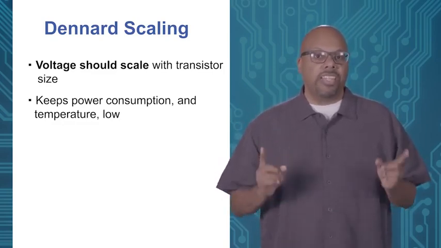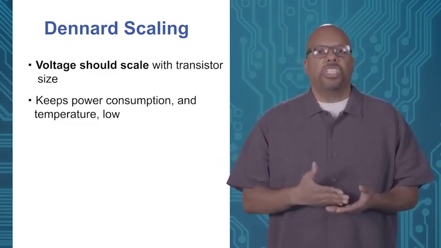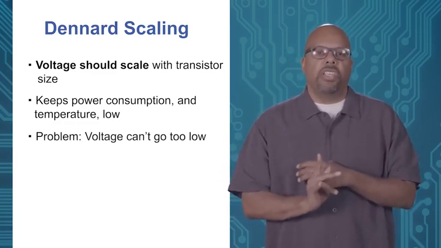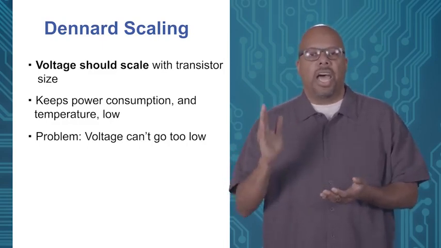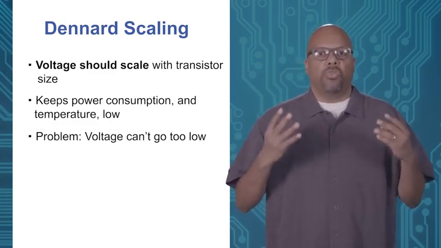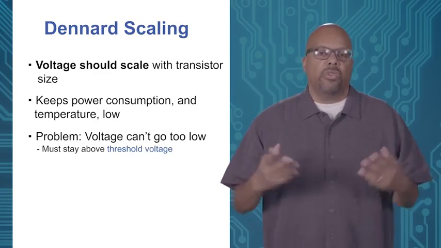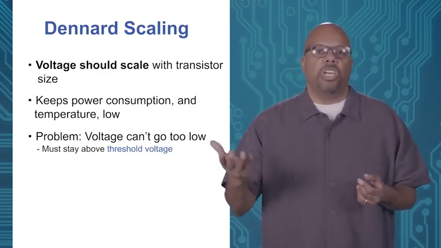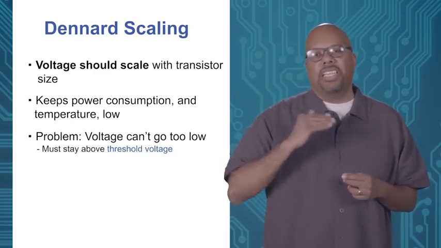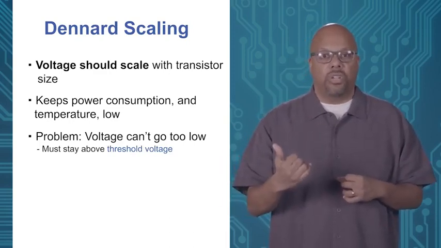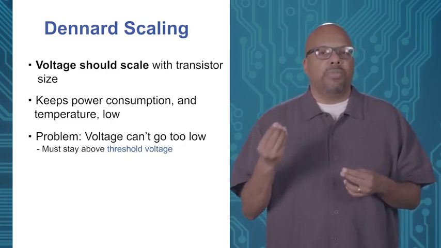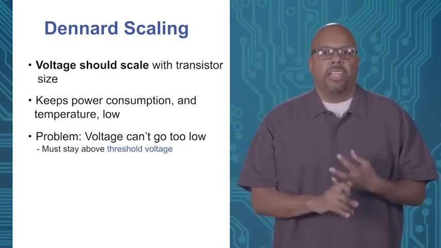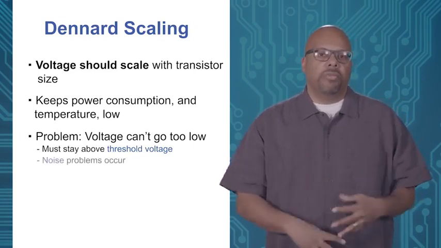You would like to have Dennard scaling. The problem is Dennard scaling can't continue forever. Voltage can't go too low for physical reasons. The first reason is that the voltage swing between low and high has to be higher than the threshold voltage of the transistor. Transistors have what's called a threshold voltage. Below a certain voltage, they can't switch on. So you've got to have at least enough voltage to hit the threshold. Now, as you shrink it, you can manipulate the threshold voltage, but it can only go physically so low.